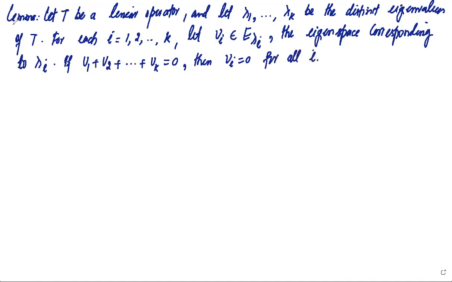So what does this lemma state? It states that if we have k distinct eigenvalues of a linear operator T, and vi is chosen from the eigenspace of lambda i, then if the sum of these chosen vectors is equal to 0, we have to show that each of these vectors has to be equal to 0. Here vi is not necessarily an eigenvector. We are just choosing some element of E lambda i, the eigenspace corresponding to lambda i. Then if the sum of these vectors happens to be equal to 0, each of these chosen vectors is identically equal to 0. So let's prove it.